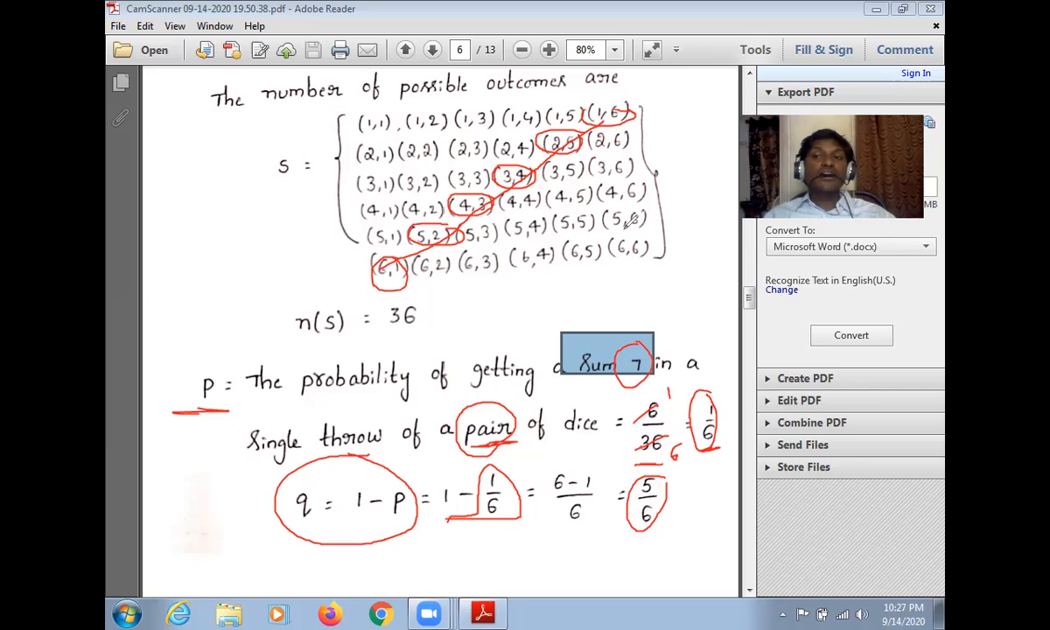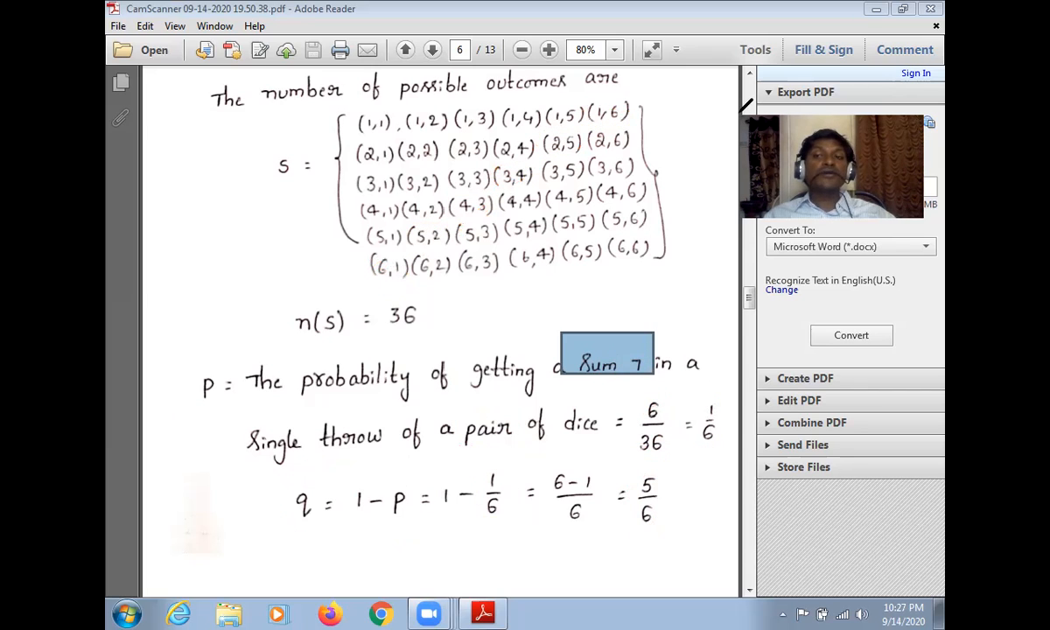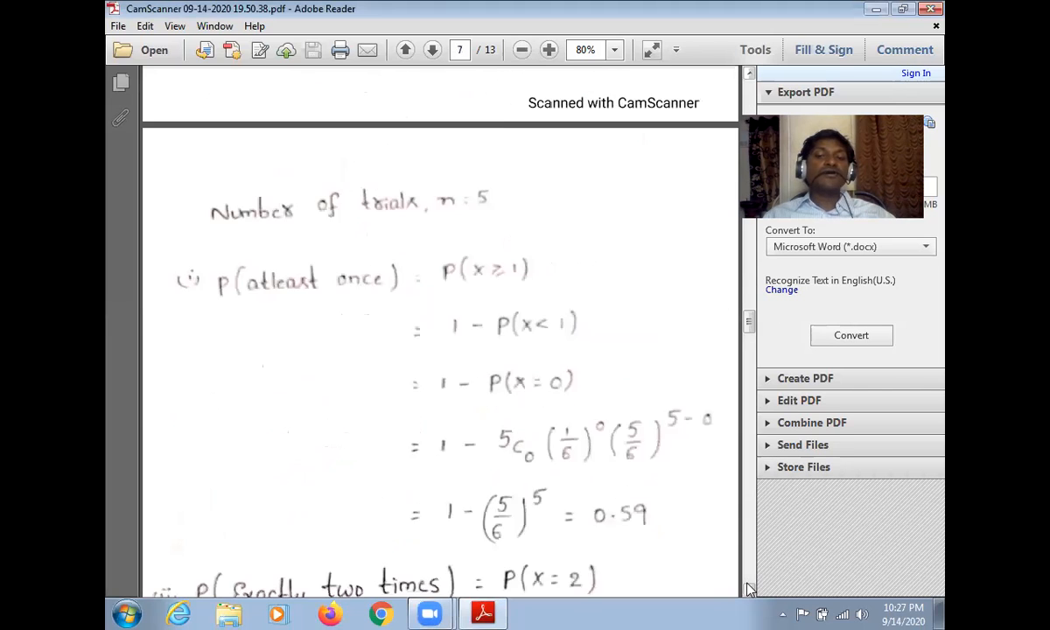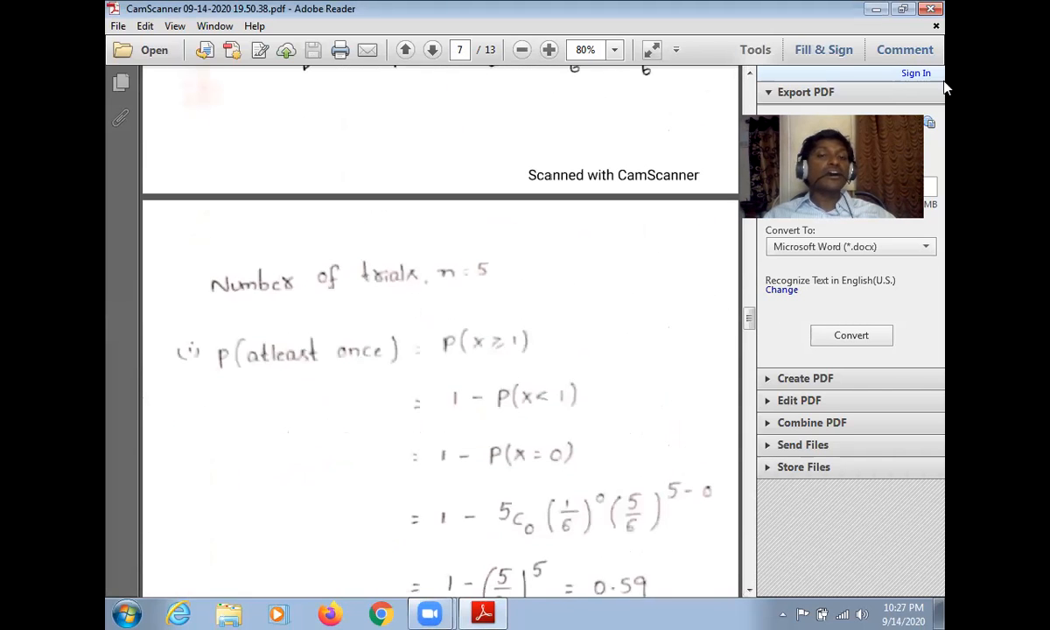Next, n we already know. How many times? Here they said 5 times. So simply, what can we write? N is the number of trials. How many trials? N is equal to 5. This one they already mentioned in the problem.